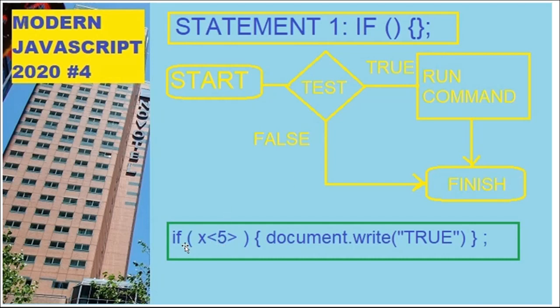Down here at the bottom, we've got if x is less than 5, perform this command, which is in a block enclosed with brackets, which is document.write, string colons and true. So that writes out the string to the browser window.